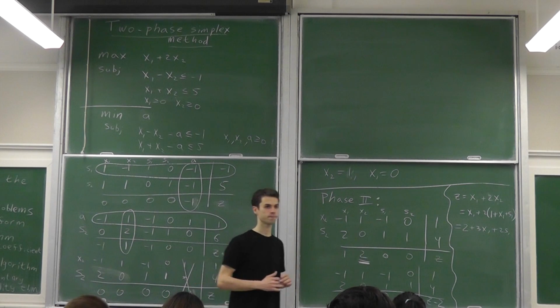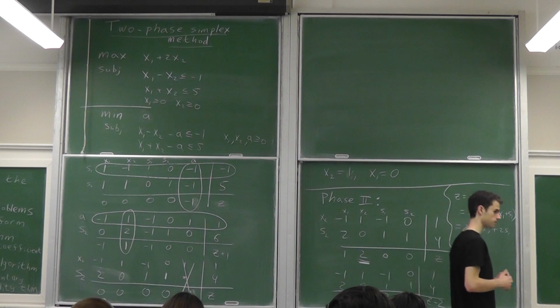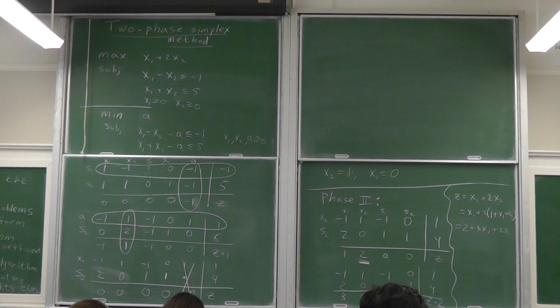Yeah? When you write this in a dictionary form, if there is a problem where you need to translate more than one row in terms of the non-basic variables, you do it one by one. So you do it in 2 different steps. Does it matter which one you do first? No, it doesn't. The result must be the same.